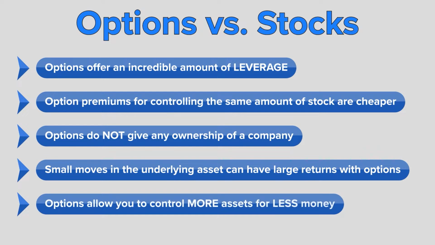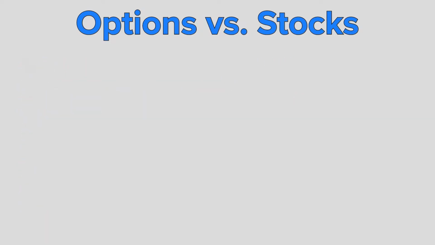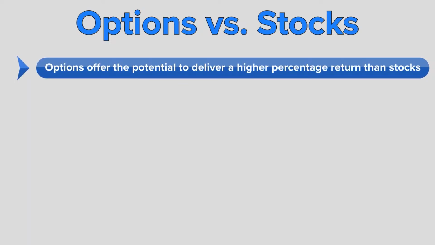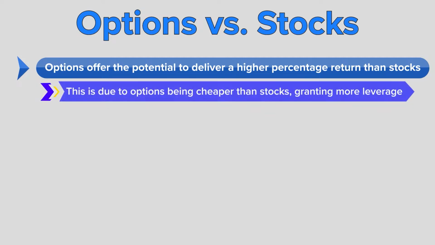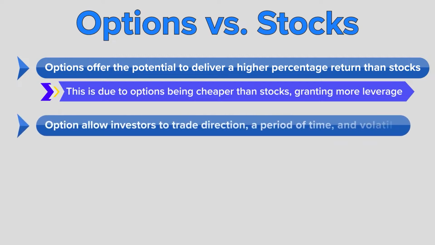Options allow you to control more assets for less money. Options offer the potential to deliver a higher percentage of return than stocks because options are cheaper than stocks, and the percentage return is significantly higher. Options allow an investor to trade not only stock direction, but a period of time and movement on volatility as well.